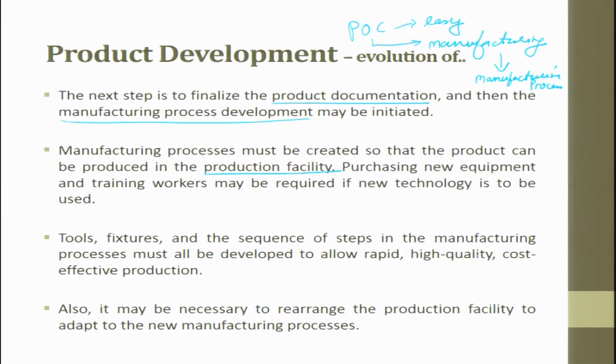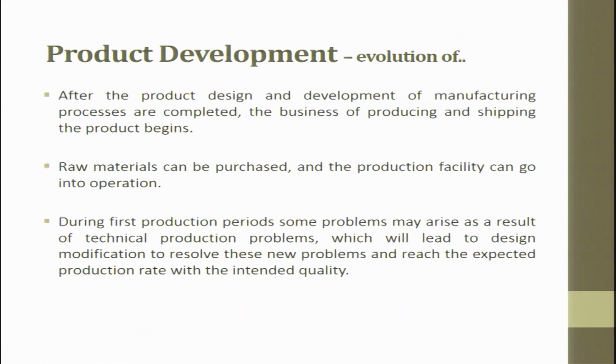Tools, fixtures and the sequence of steps in manufacturing processes must all be developed to allow rapid, high quality, cost effective production. Also, it may be necessary to rearrange the production facility to adapt for the new manufacturing process. All these things are part of the evaluation of product development. After the product design and development of manufacturing process are completed, the business of producing and shipping the product begins. So, even before getting into business, there is something called packaging. Today, a lot of importance is given to package design.